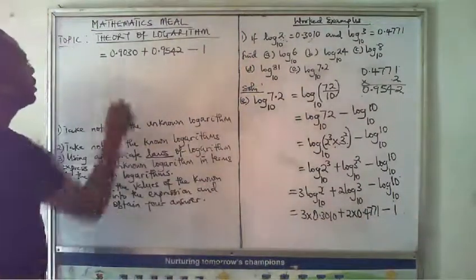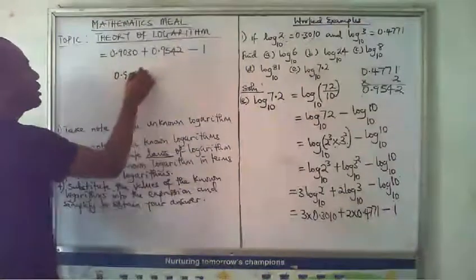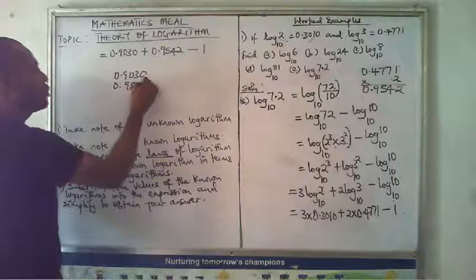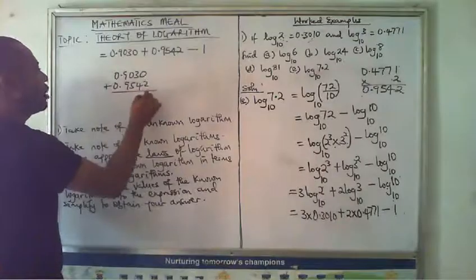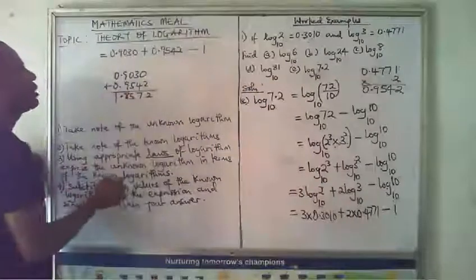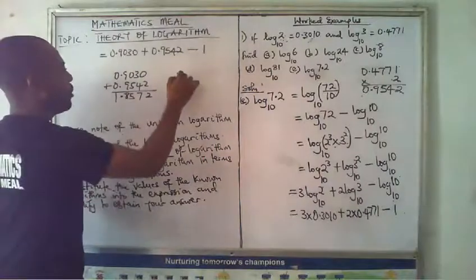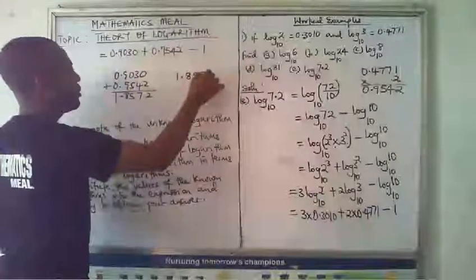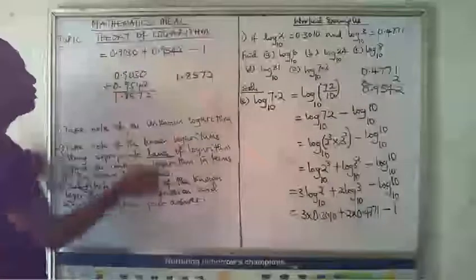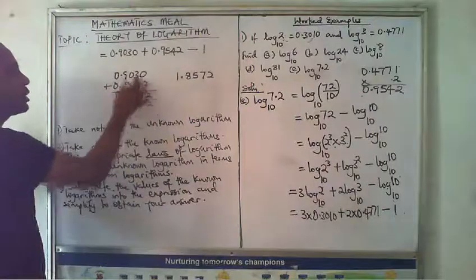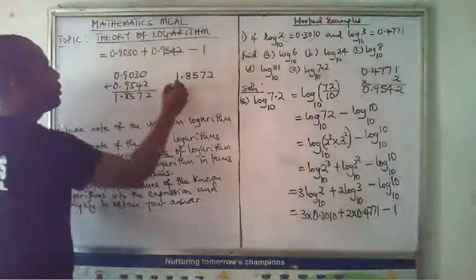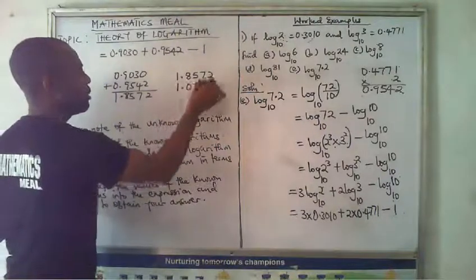So if we evaluate this, 0.9030 plus 0.9542. If you add that, you have 2, 7, you have 5, you have 8, you have 1. So when you add this and this, you have 1.8572. 0 plus this is this, 3 plus this is 7, 0 plus this is 5, 9 plus 9, 18, take 1 here. So when I use it to subtract 1, well, what will I have?